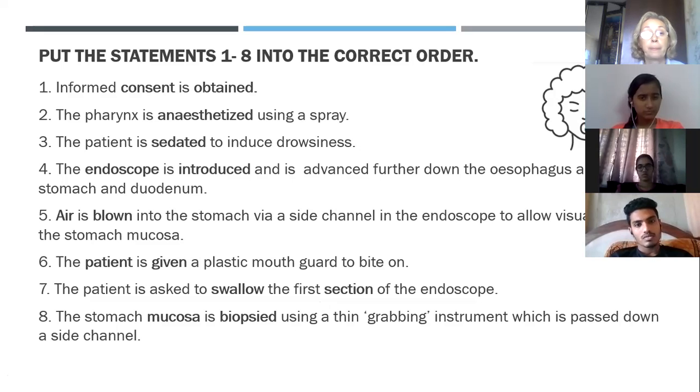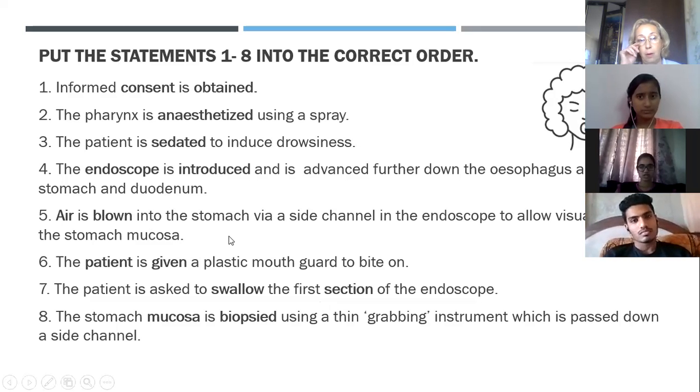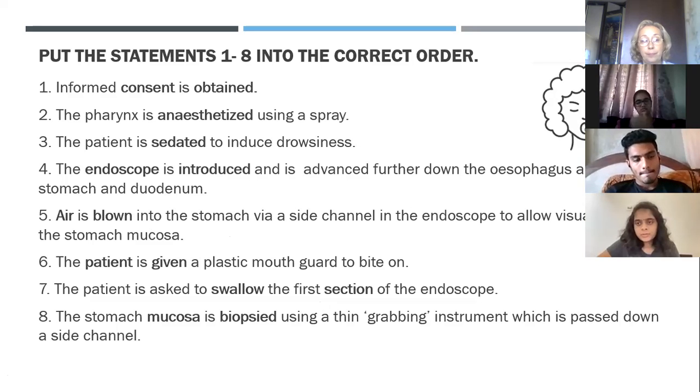The endoscope is introduced and is advanced further down. Okay. That was number 6. Number 7. Air is blown into the stomach via a side channel. Number 7 and number 8. The stomach mucosa is sampled using a thin grabbing instrument.